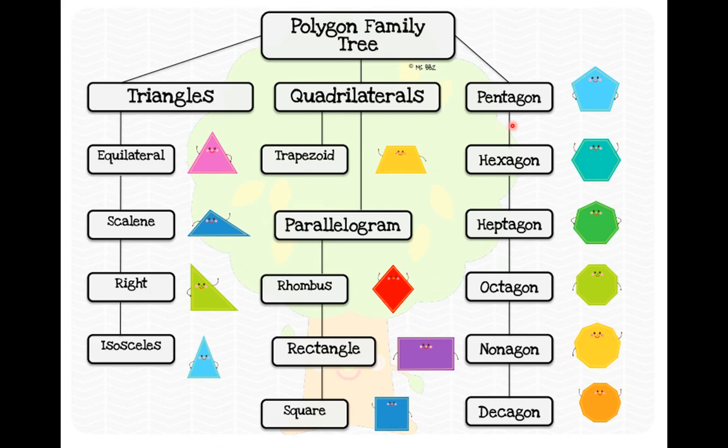And then we also look over here, we have pentagon, hexagon, heptagon, octagon, nonagon, decagon. These are all those really cool polygons that are named based on the number of sides that they have. So penta means 5, hexa means 6, hepta means 7, octa means 8, nona means 9, and deca means 10. So a decagon is a shape that has 10 sides. Crazy.